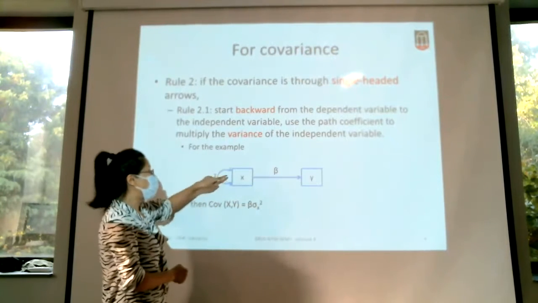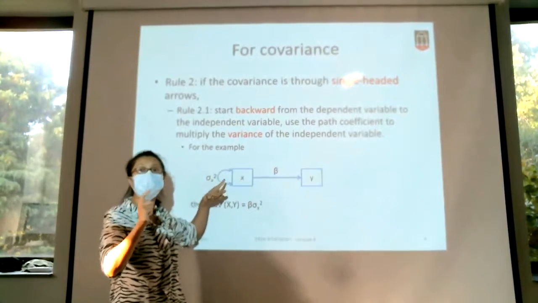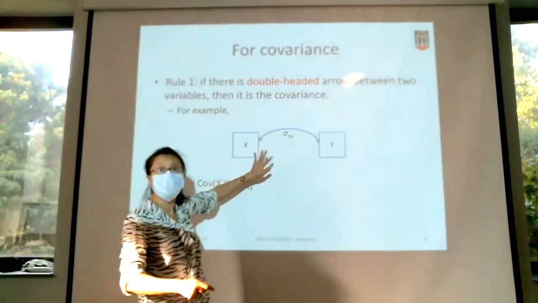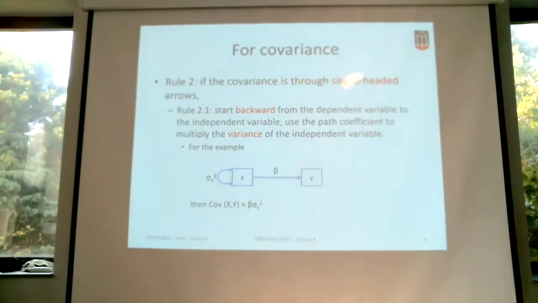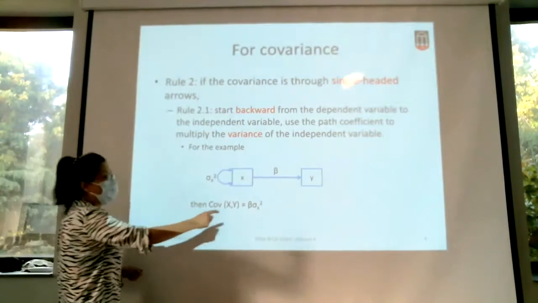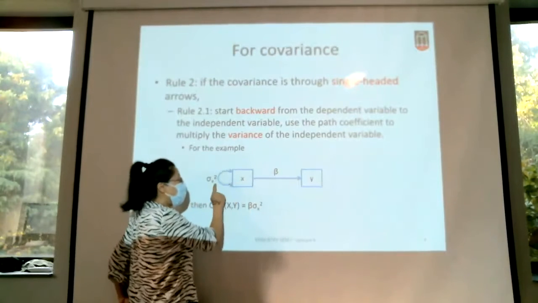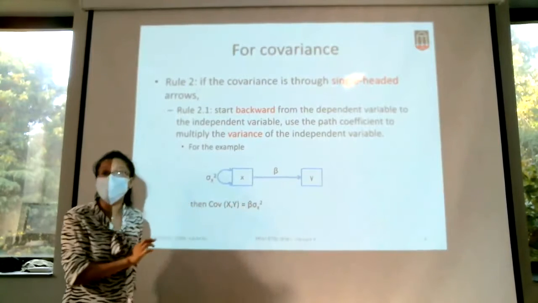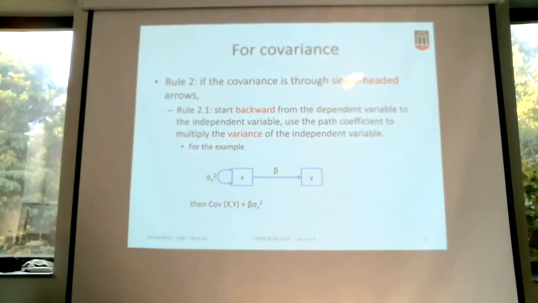In this case, you use one single-headed arrow and one double-headed arrow. In the previous case, you just used the one double-headed arrow. The maximum number of double-headed arrows is one. So in this case, you start from y, go back to x, and multiply by the variance of x. That value is the covariance between x and y. Got it? Good. Quite simple. That's rule 2.1. So far, so good.